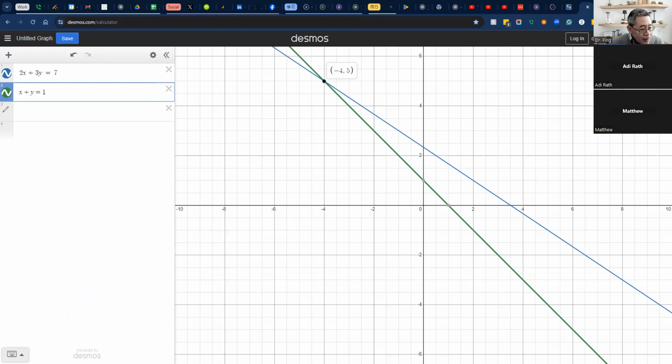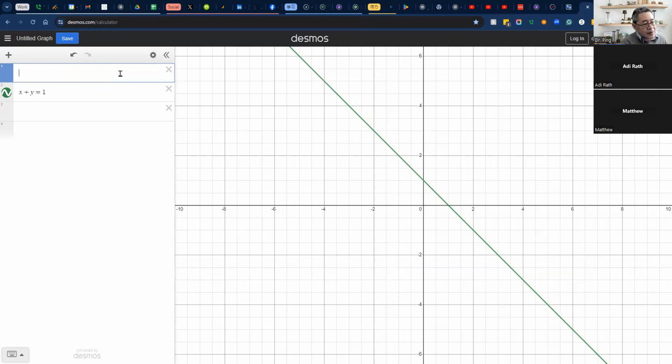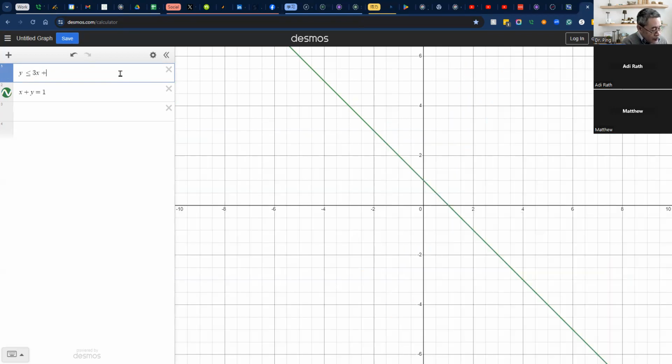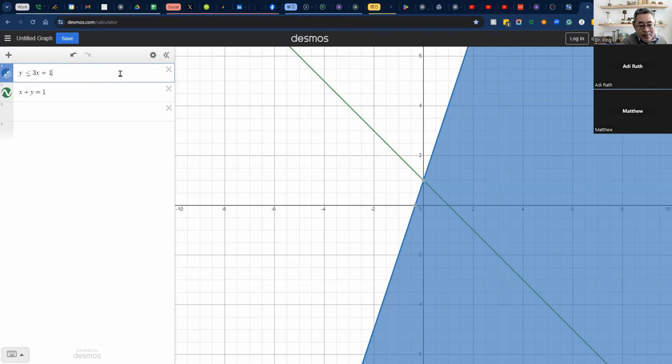You can do the same thing with inequality. Let's say I want to do an inequality: y is less than or equal to 3x plus 1. You can see that everything under the line is shaded.